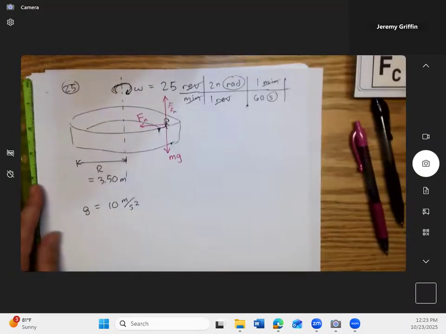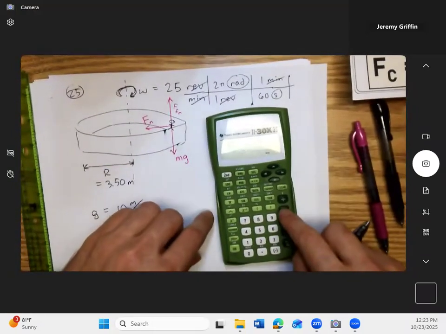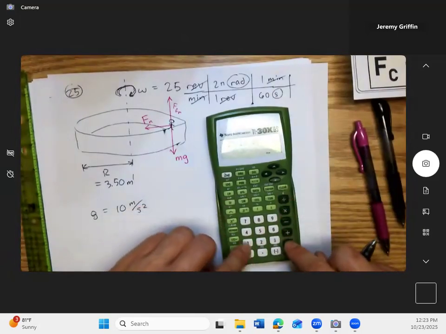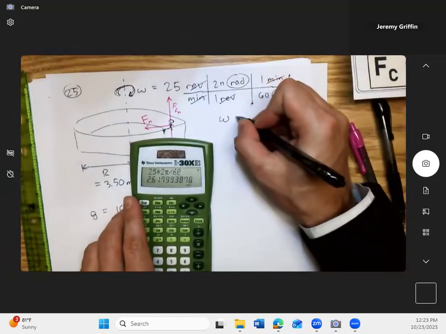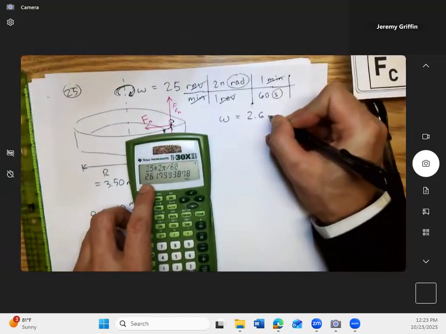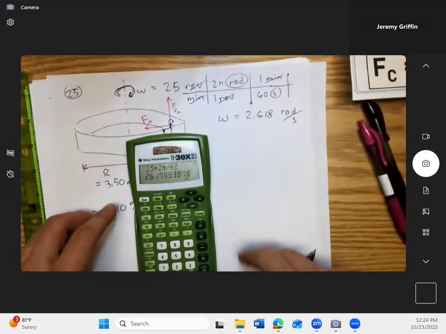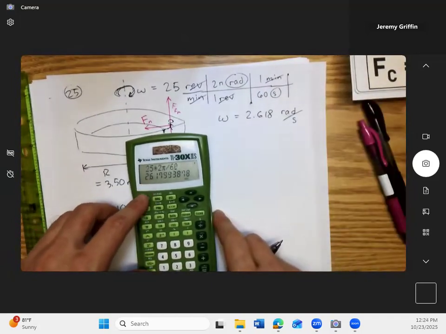Everything's in the base SI units. That's good. So it's 25 times 2 pi over 60. So this omega is actually 2.618 radians per second.